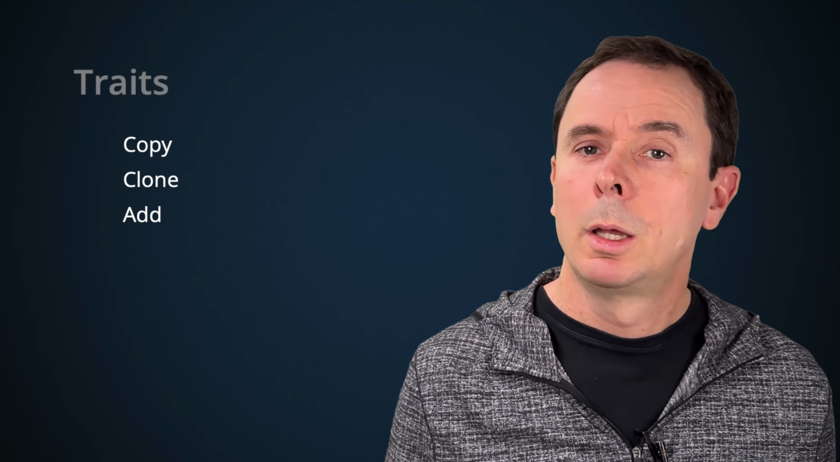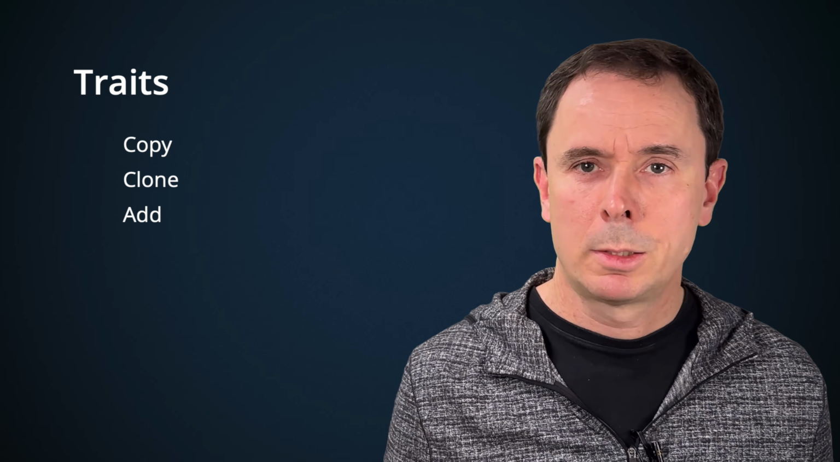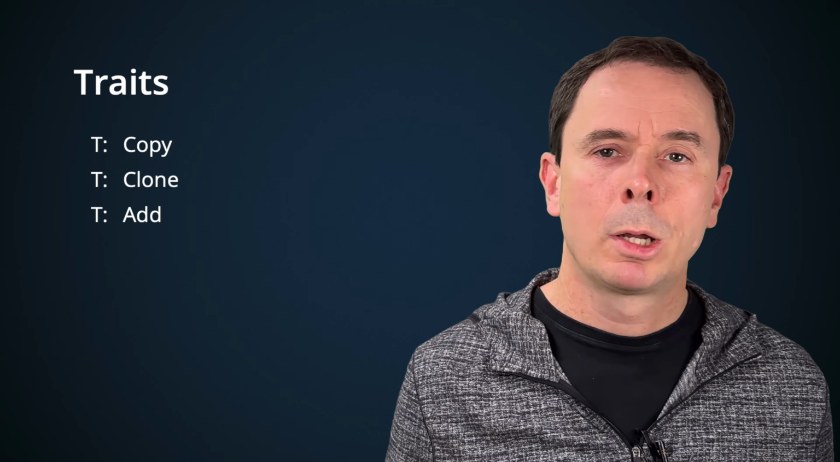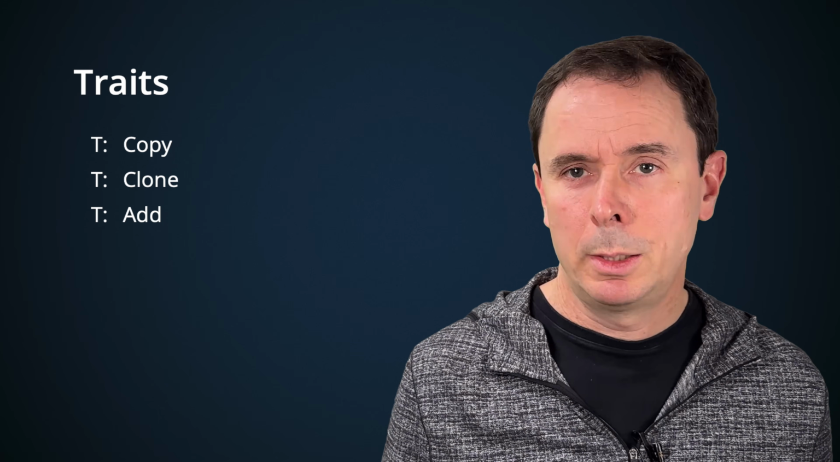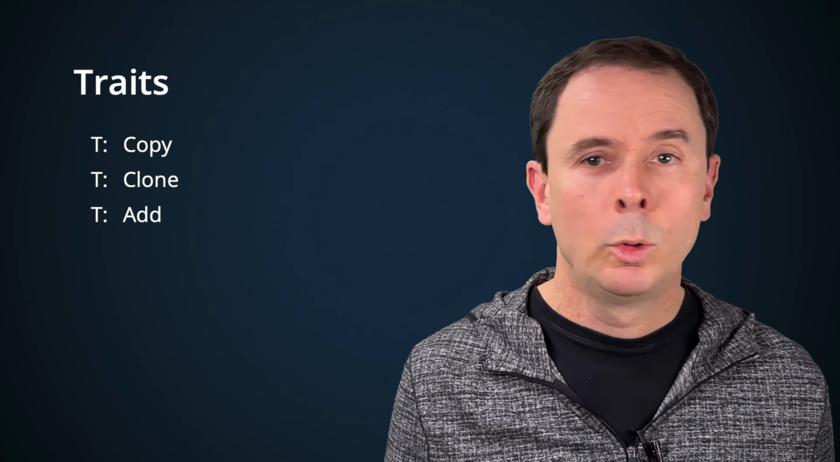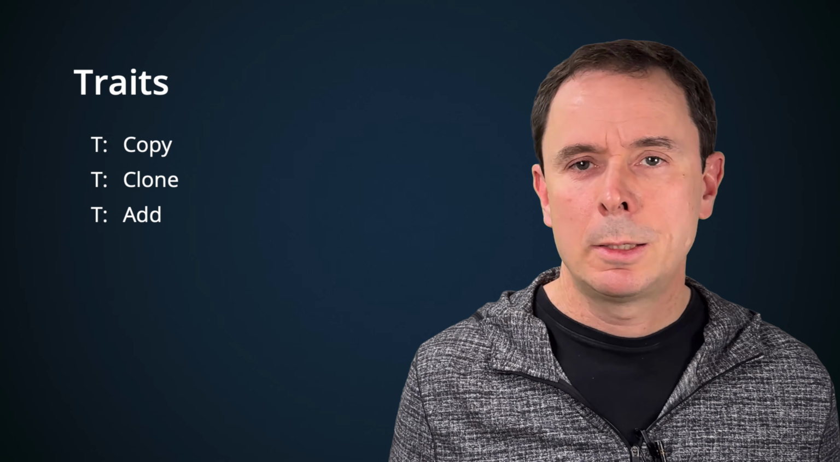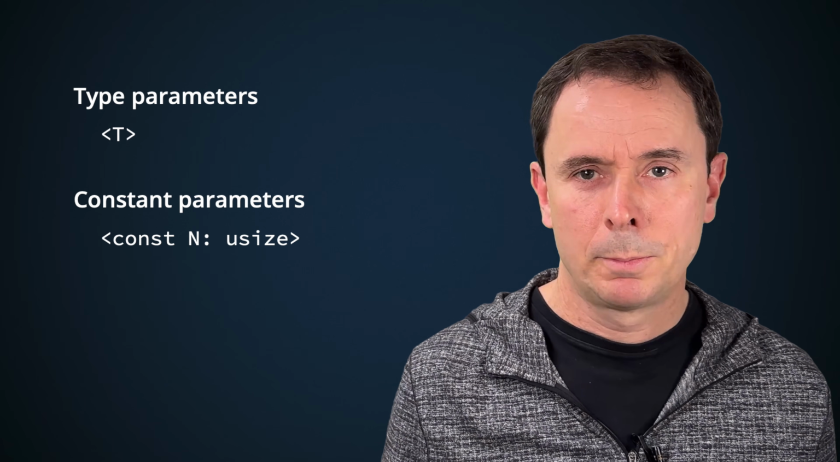All those other operations, copying, cloning, addition, those are all defined by traits. You can use traits to write generic code that can work with any type as long as it has particular capabilities. The next video will be all about traits, and I'll give you a little taste of that in a minute, but first I want to show you another kind of generic parameter.